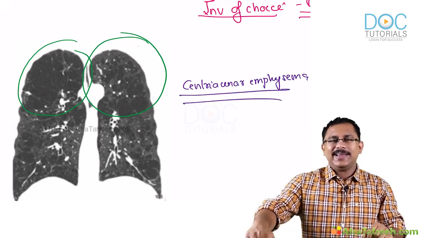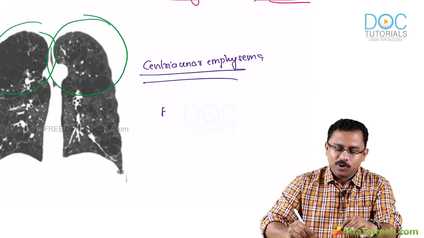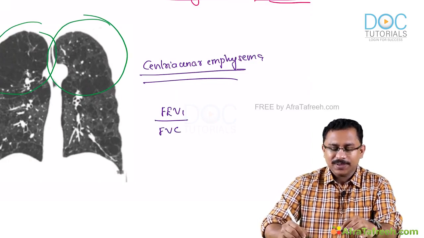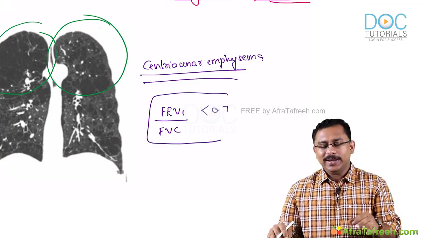So in the investigation part, you can go for spirometry. And what will you see in spirometry? The FEV1 by FVC ratio will be less than 0.7. This is an obstructive airway disease. The ratio will be less than 0.7.